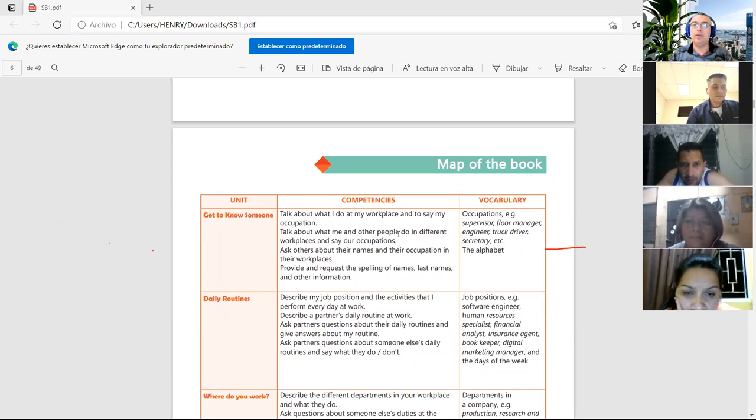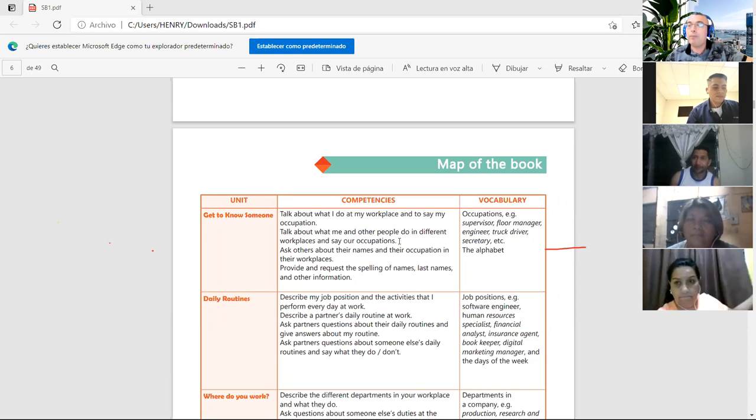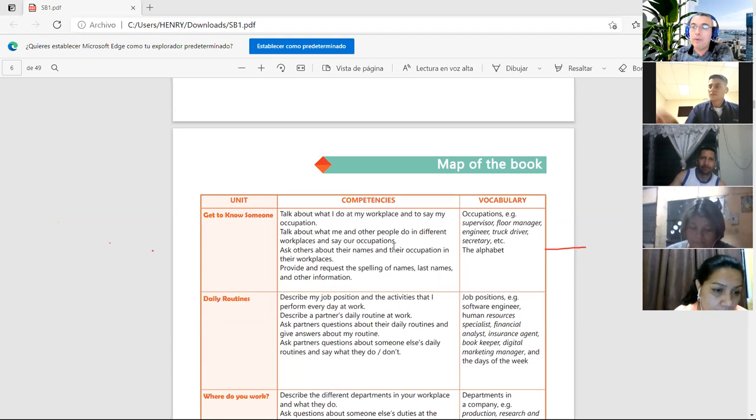Hablar sobre lo que yo y otra persona hacemos en lugares de trabajo diferentes. Say our occupation, all right? Vamos a decir nuestra occupation, like we were doing in breakout rooms: I am an engineer, I am a supervisor. Ahí va relacionado todo esto. So, poco a poco vamos a ir armando todo, all right? Little by little.